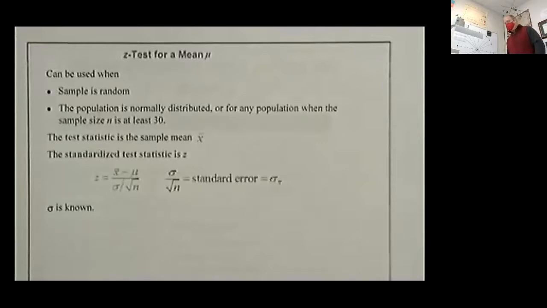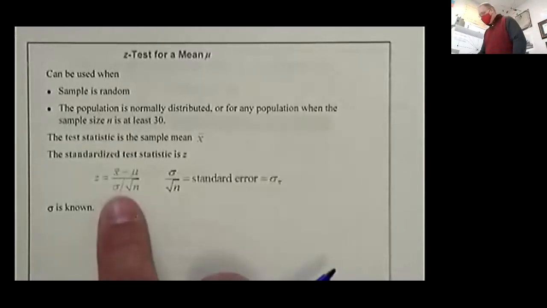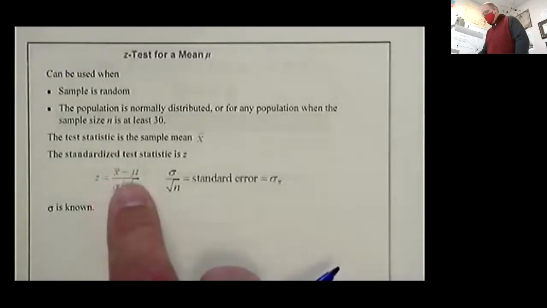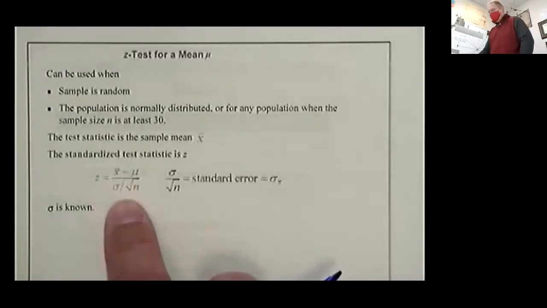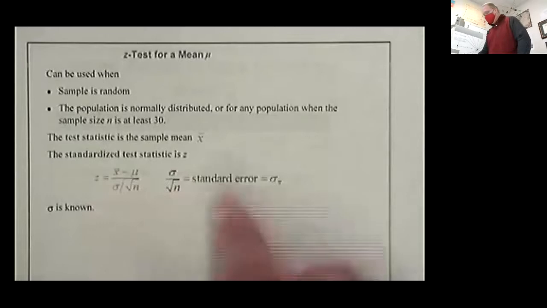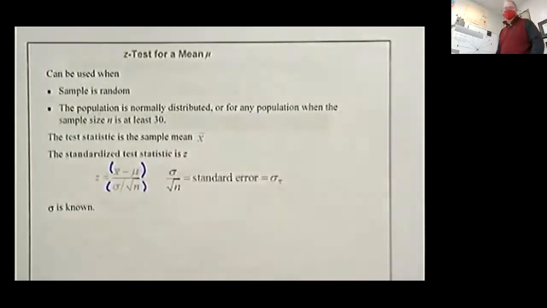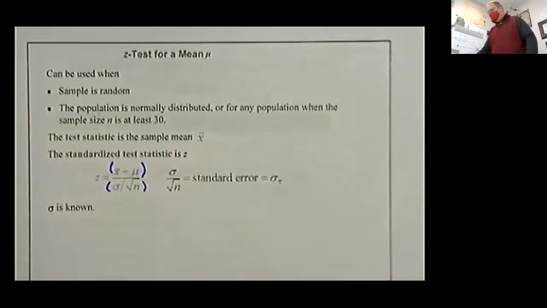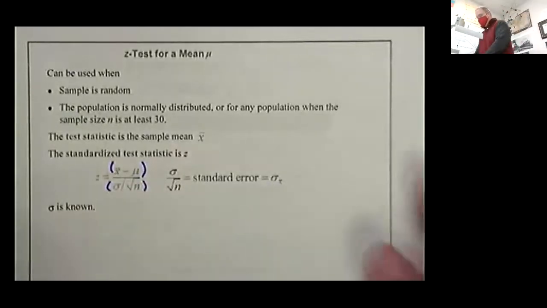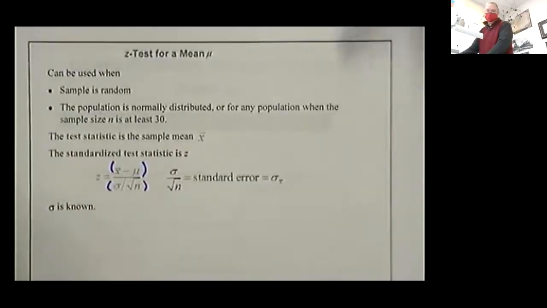The test statistic is the sample mean x bar, and we get our z-score from using this formula again: x bar minus mu over sigma divided by square root of n, where sigma over square root of n is our standard error. I'm going to really encourage you to put parentheses around the top and the bottom so that when you plug that in your calculator, you don't mess up order of operations. Pay attention to that as you're going through the video.